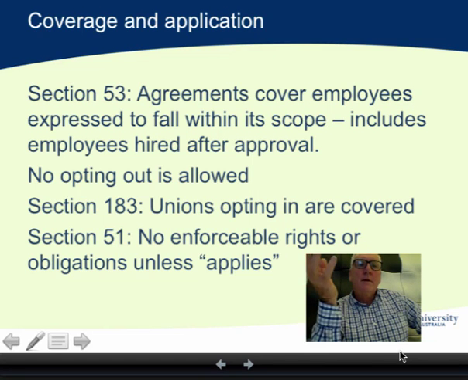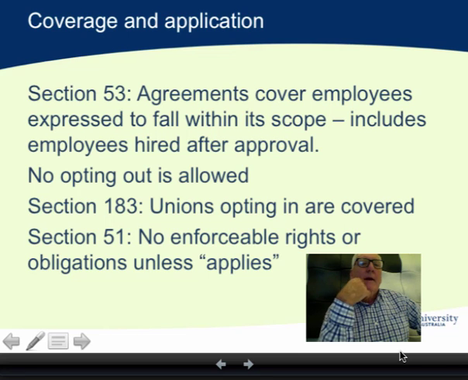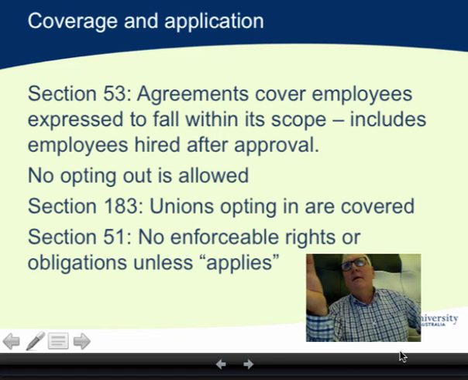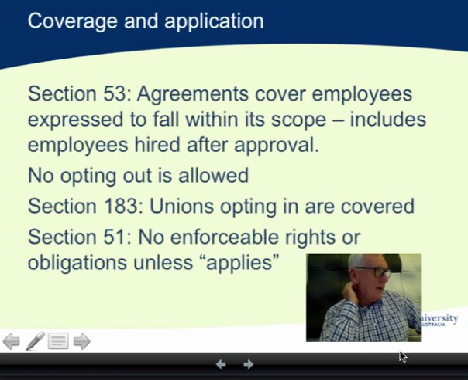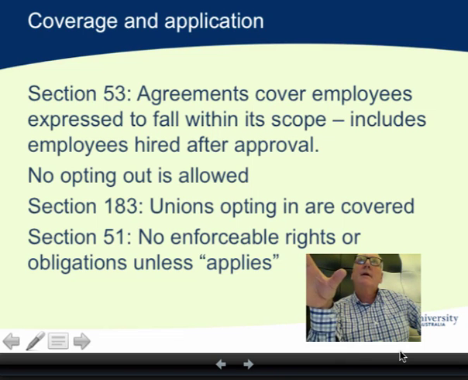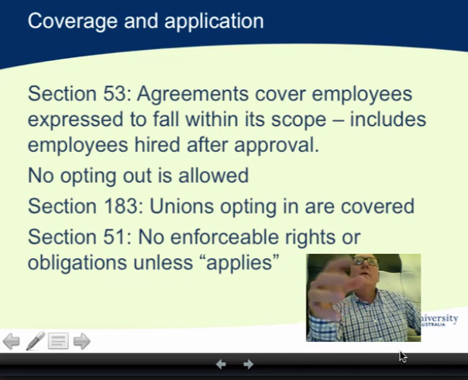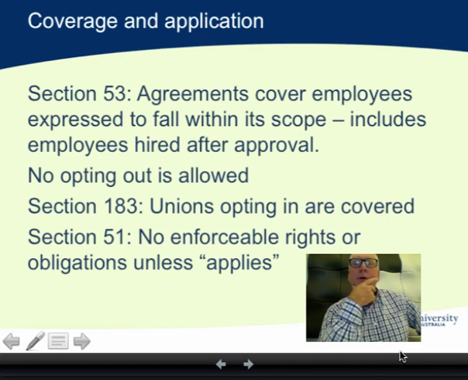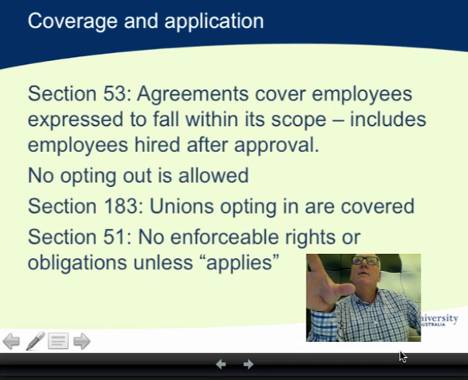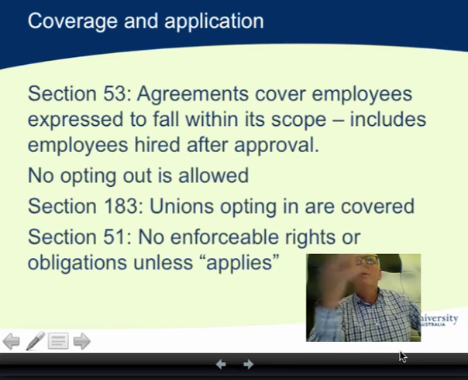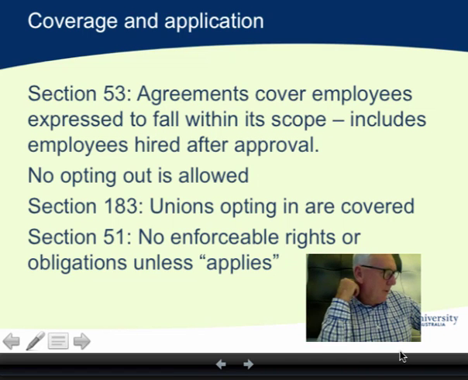Section 53, agreements cover employees expressed to fall within their scope, and it includes employees who are hired after approval. So I think the university one refers, for example, to all of the employees of the university. That doesn't mean just at or before the date the agreement is approved. It just simply wouldn't work. It means all the employees of the university who are employed during the course of the agreement. And I guess that's why, when I was talking about enterprise agreements last time, the wishes of casuals who come and go a bit need to be taken into account as well, because they'll have a reasonable expectation that they're likely to be employed again over the next 12 months, or certainly over the life of the agreement.